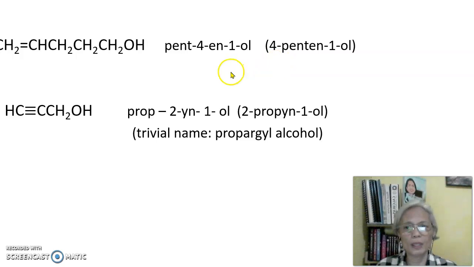Either one is fine. We also have an alkyne alcohol. So this one is prop-2-yn-1-ol. We have 3 carbons, 1, 2, 3. The triple bond is at carbon number 2. OH is attached to carbon number 1. Also called 2-propyn-1-ol. The trivial name is propargyl alcohol.